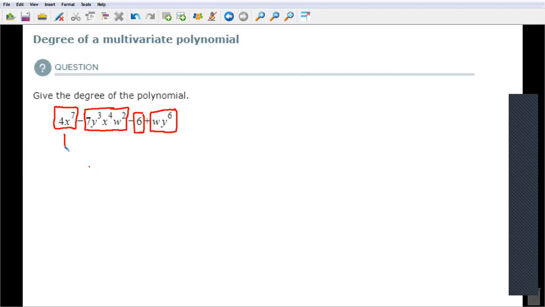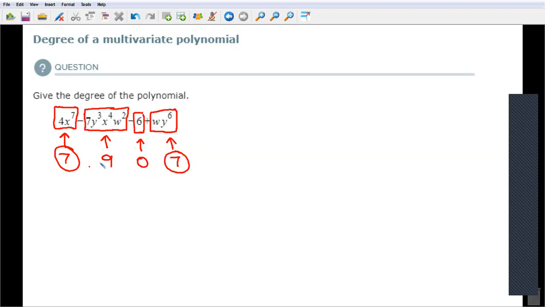So this first one, you've got 4x to the 7th. The degree of that is just 7. Here we've got a degree of 3, 4, and 2. We add those together and we get a degree of 9. And then this one here, as we know, it's a constant, which has a degree of 0. And this last one here also has a degree of 7. If you notice here that these two terms both have a 7.